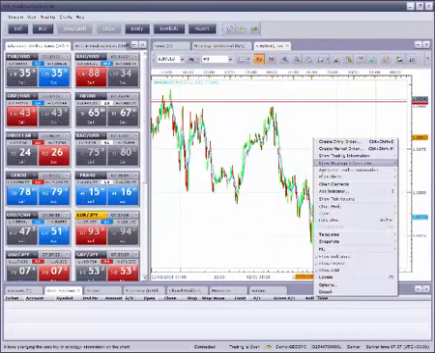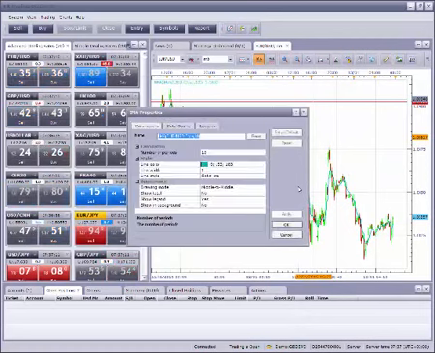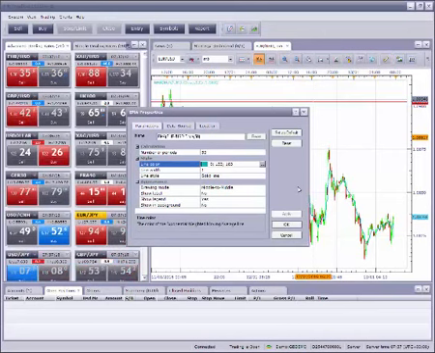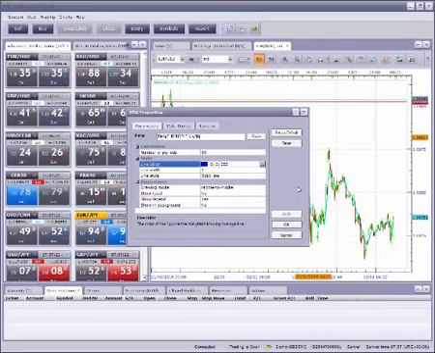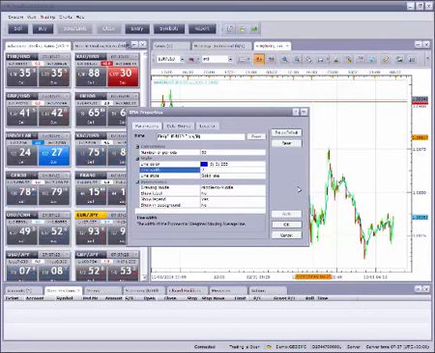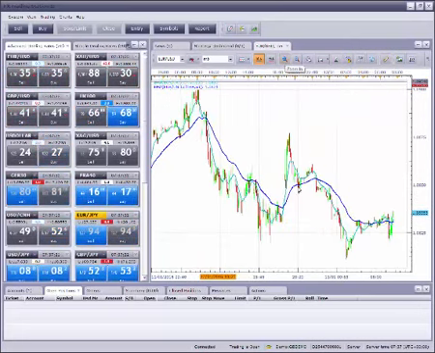Then you right click again, add indicator, and this time I'm going to put a 50 period exponential moving average on there. We'll change the colour so we can tell the difference between our two lines. Change the thickness, click OK, and now we have two moving averages on our chart. Let's zoom in a little so we can see this better.